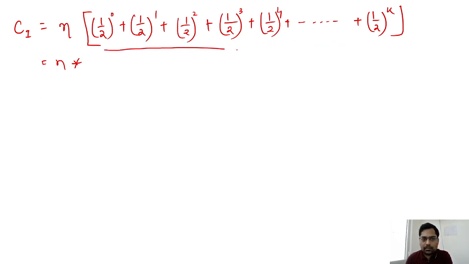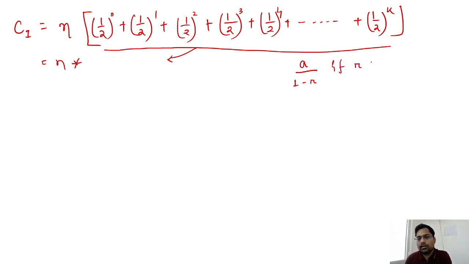In GP, what we have to do is formulate. A is the first term, which is 1. So the formula I'm writing: A by 1 minus R if R is less than 1, and the formula A by R minus 1 if R is greater than 1. Done. This is how we are actually finding it.